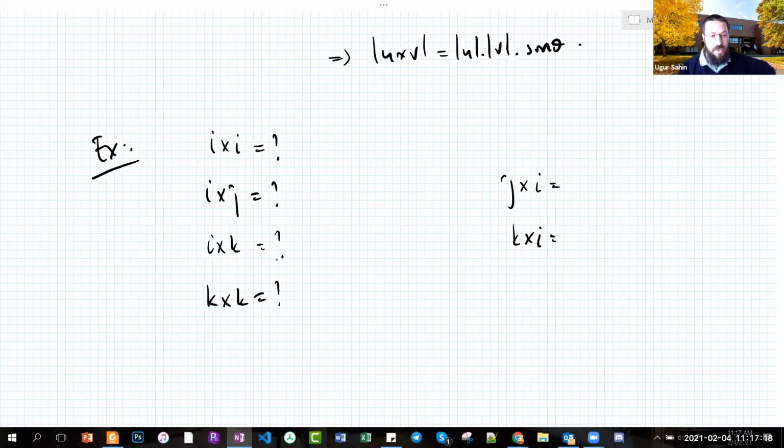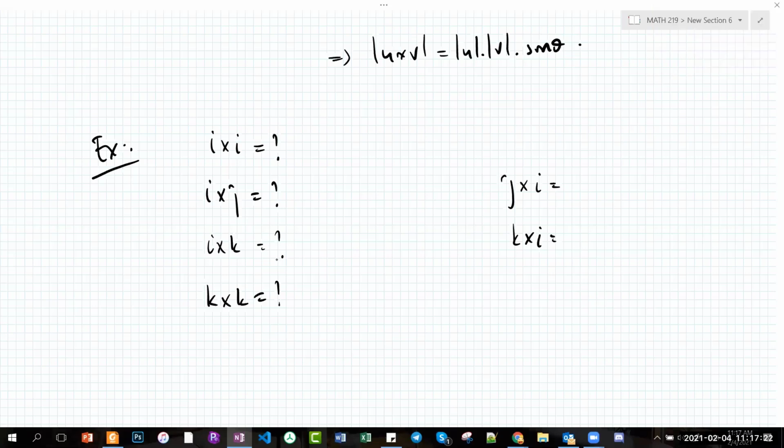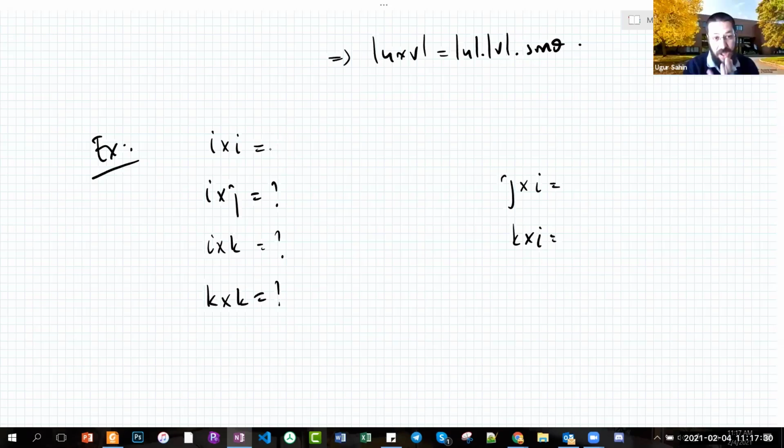Okay, who is going to help me? What is I cross product I? 0. Why? A vector cross with itself is 0. But why? They're parallel to each other. Exactly, they are parallel to each other, right? Because of the previous result. They are parallel. That is why it is 0, since we know I is parallel to I.